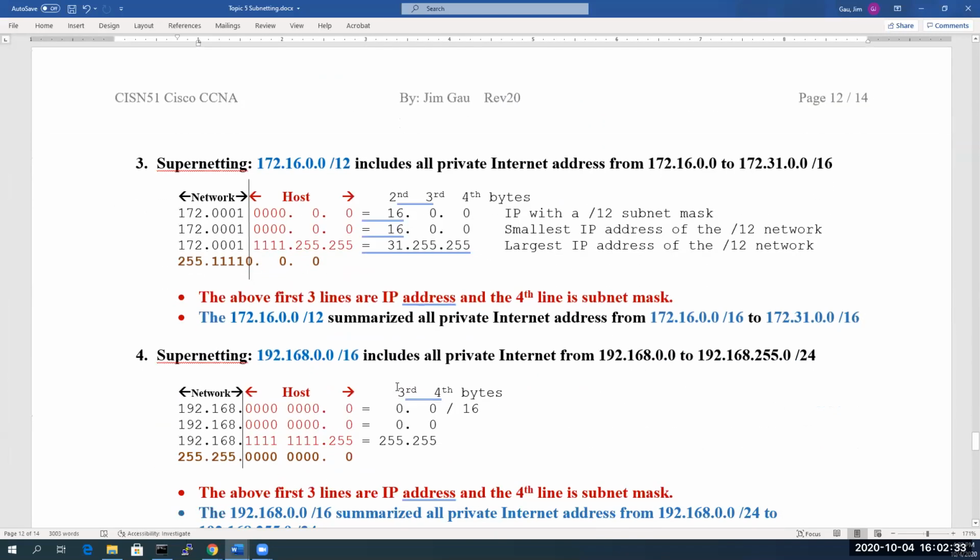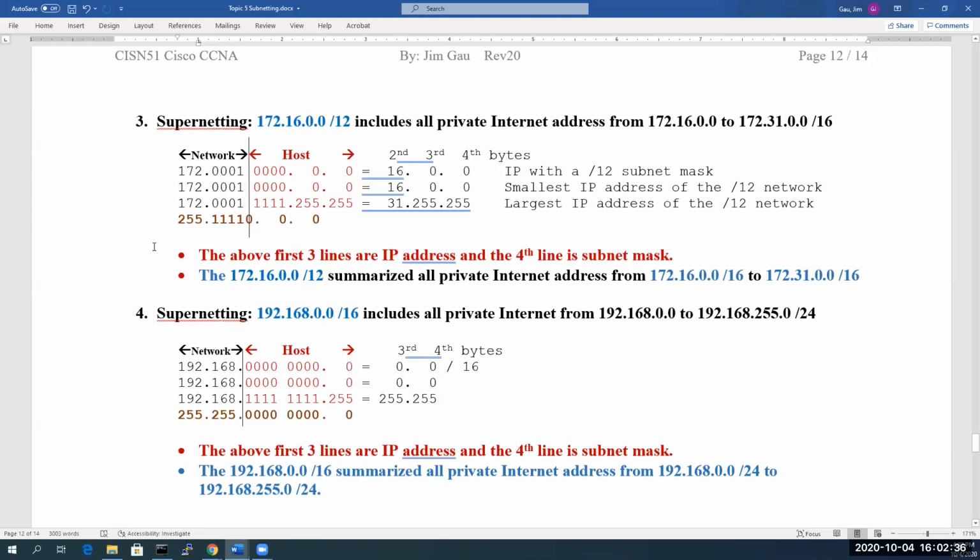All right, the next one is supernetting. We are going to supernet this one. So 172.16.0.0/12 includes all the private internet addresses from 172.16.0.0 to 172.31.0.0/16. So all of these private 172 addresses will be summarized in one sentence: 172.16.0.0/12.